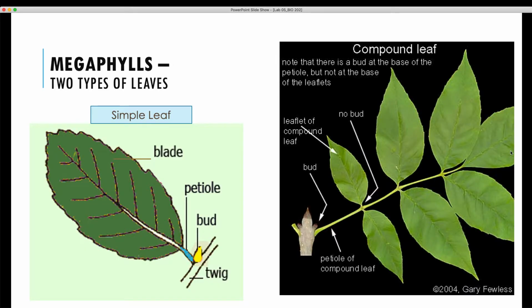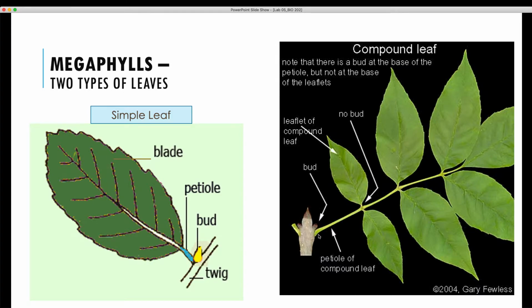So let's talk about leaves real quick. This also applies to gymnosperms as well as angiosperms. So I mentioned megaphylls, which are our true leaves. We have 2 different types of leaves. So if you're looking here, if this is the stem of the plant, we locate the bud, and from there we can see the petiole, which is just the little base of the leaf, and then this is an entire leaf blade. So once we find that bud on the stem, we know that this is a single leaf.